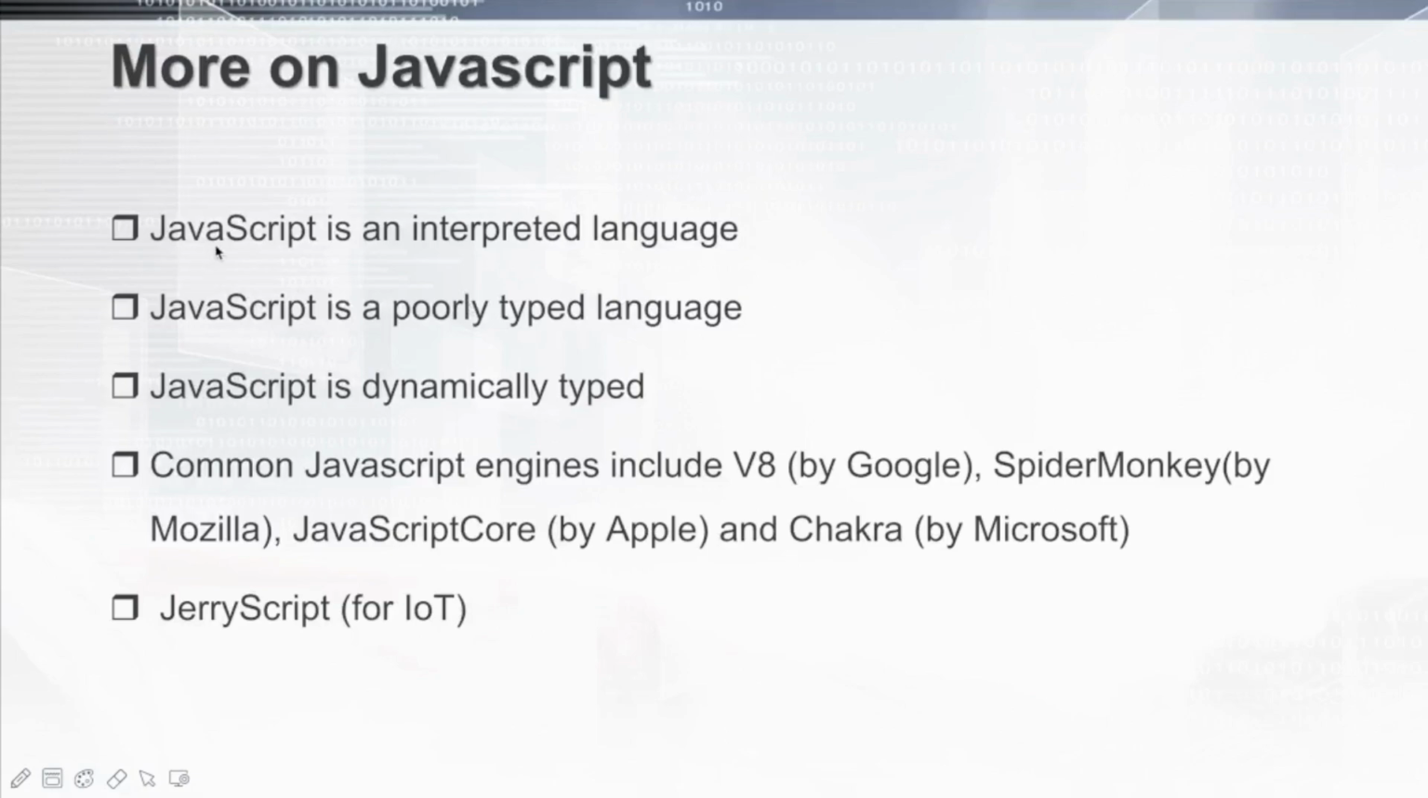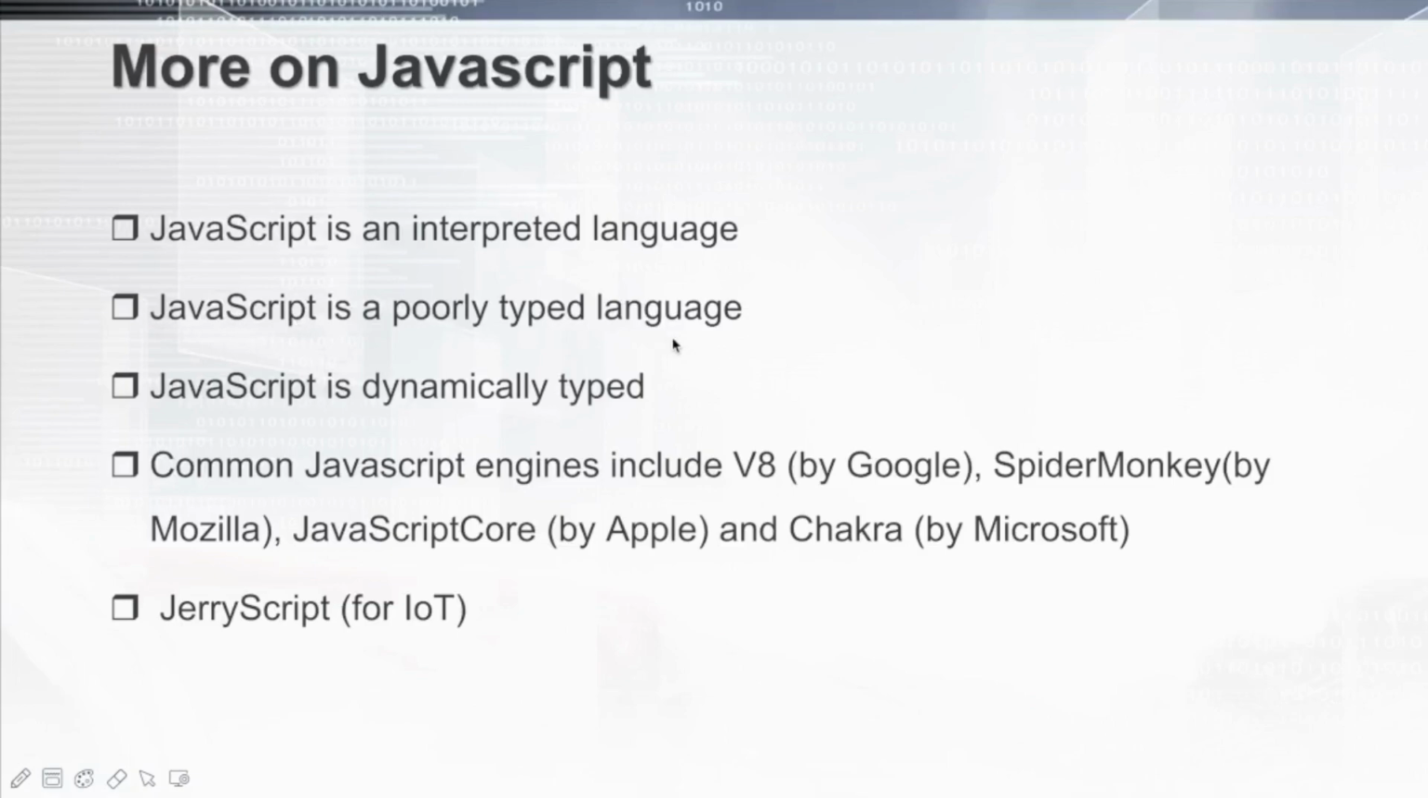So we have JavaScript is an interpreted language. So we mentioned that before. So it's an interpreted language. So in JavaScript, we use an interpreter to translate the language, which is high level, to an assembly language or a machine language. Then we have JavaScript is a poorly typed language.